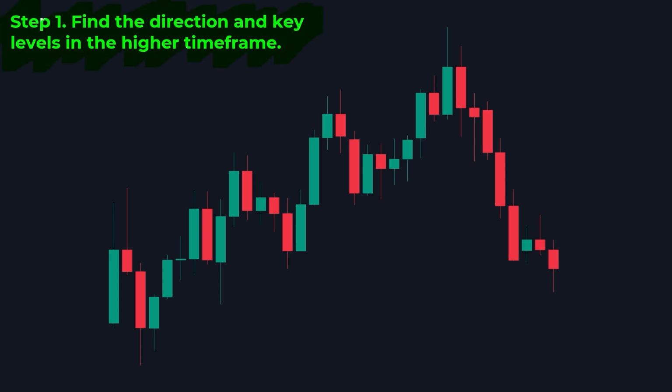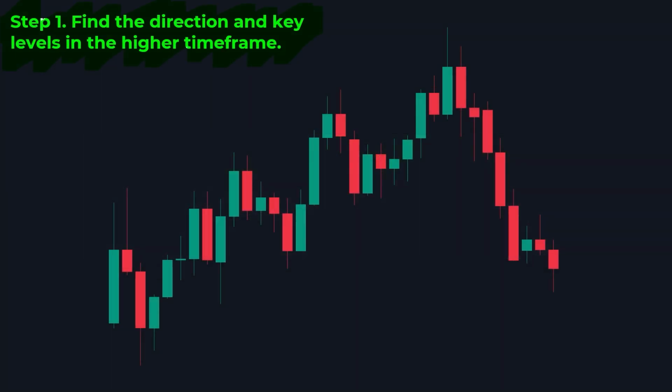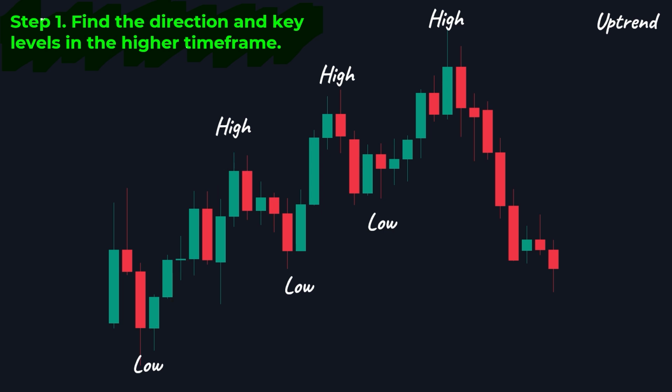Find the direction and key levels in the higher time frame. We need to mention that this trading strategy is a trend continuation strategy, so we only use it when we can clearly identify the market direction. Now, how do we identify a clear moving market? In an ideal uptrend, the market continuously makes higher highs and higher lows. Every time the market breaks a higher high to the upside, we call that a break of structure, indicating the market tends to continue in the same bullish direction.